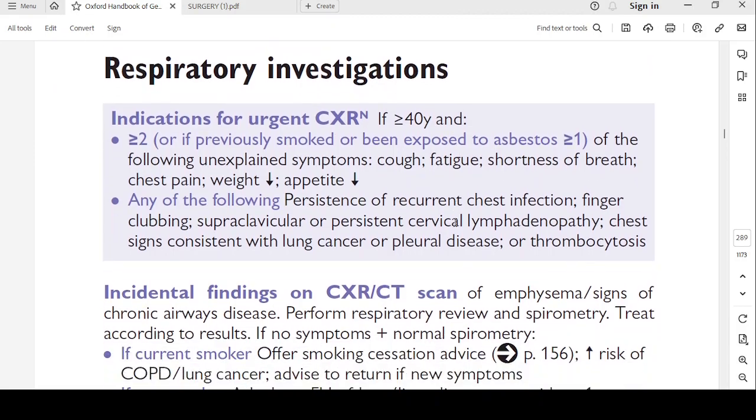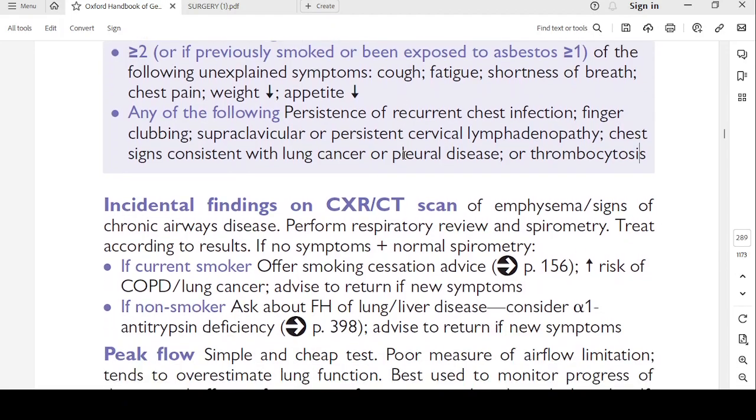Or if more than 40 years and any of the following is present: persistent or recurrent chest infections, finger clubbing, supraclavicular or persistent cervical lymphadenopathy, chest signs consistent with lung cancer or pleural disease, or thrombocytosis. Persistent thrombocytosis, also you have to do a chest X-ray.